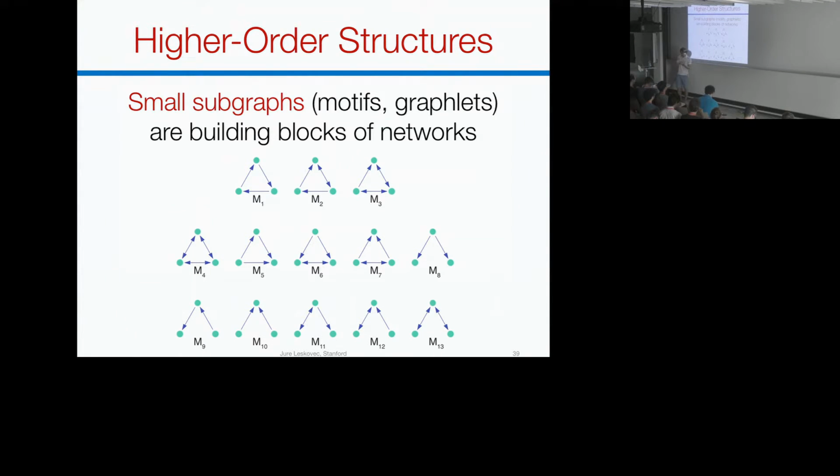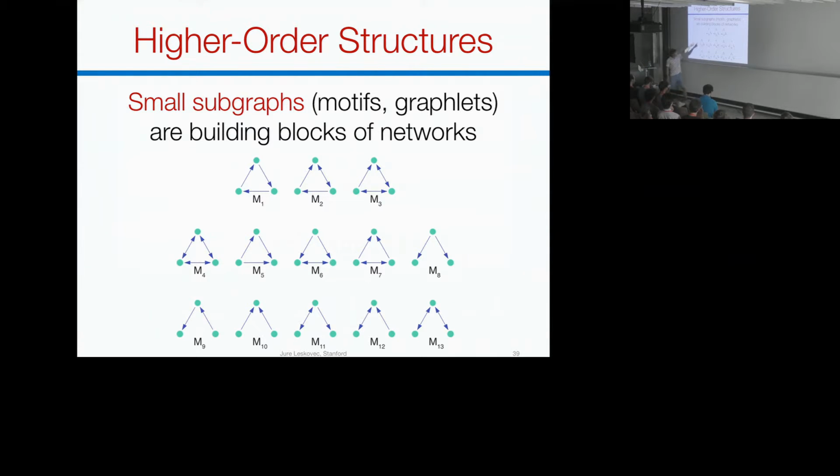Networks are not just a set of nodes and a set of edges. One way you can think about them is that they are composed of small substructures, and you can think of a network as a set of small subgraphs. Here I'm showing you all possible subgraphs on 3 nodes. In this case, these subgraphs are directed, so there are 13 ways you can take 3 nodes and create a connected subgraph out of them.